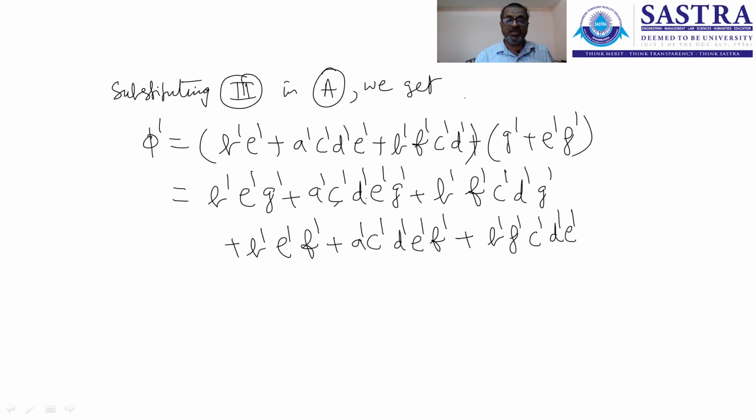A C D E G, A C D E G. A C D E is there, but there is a difference: F and G is here. Similarly, B E F, B F is there, E is missing. Here I have E alone, no problem. B F is there.